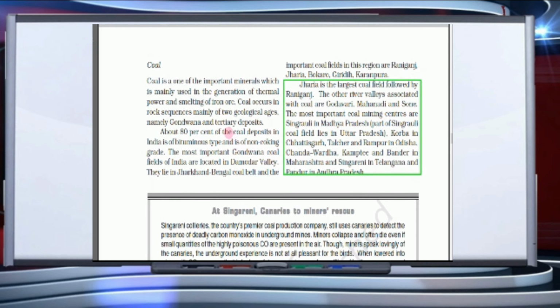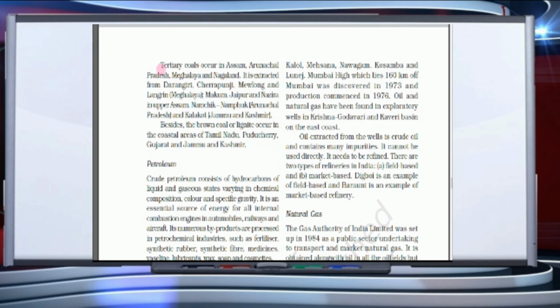Now let's talk about the tertiary coal deposits also, which are the fields of tertiary age. If we talk about tertiary coals, it is found in Assam, Arunachal Pradesh, Meghalaya, and Nagaland. Minor traces of coal are found in Tamil Nadu, Puducherry, Gujarat, and Jammu Kashmir as well.